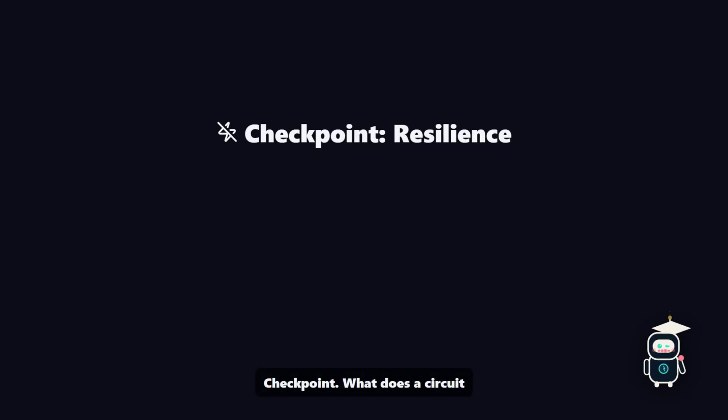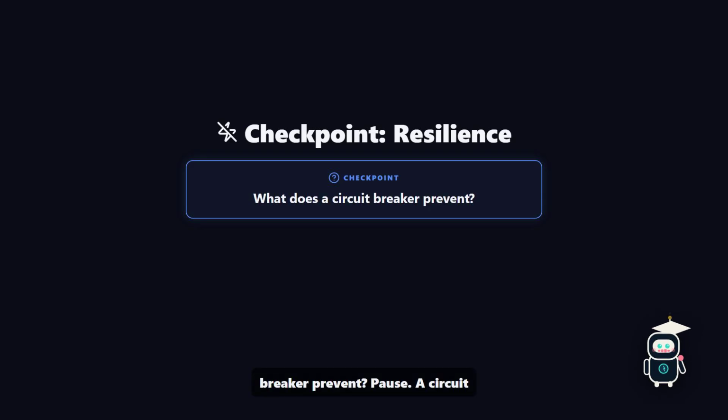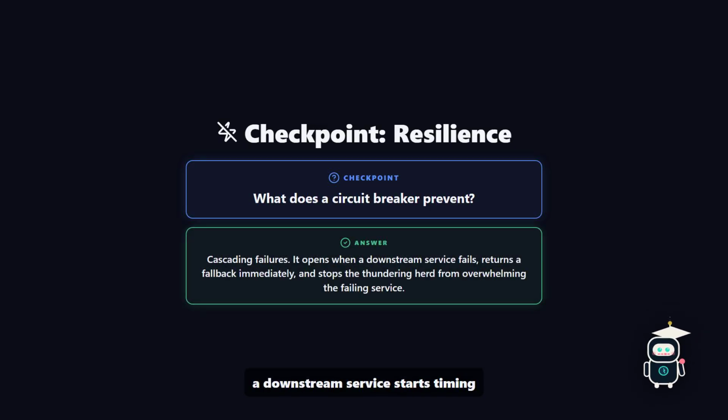Checkpoint. What does a circuit breaker prevent? Pause. A circuit breaker prevents cascading failures. When a downstream service starts timing out or returning errors, the breaker opens and immediately returns a fallback response instead of piling on more requests. This buys the failing service time to recover, avoiding the thundering herd that can take down your entire cluster.